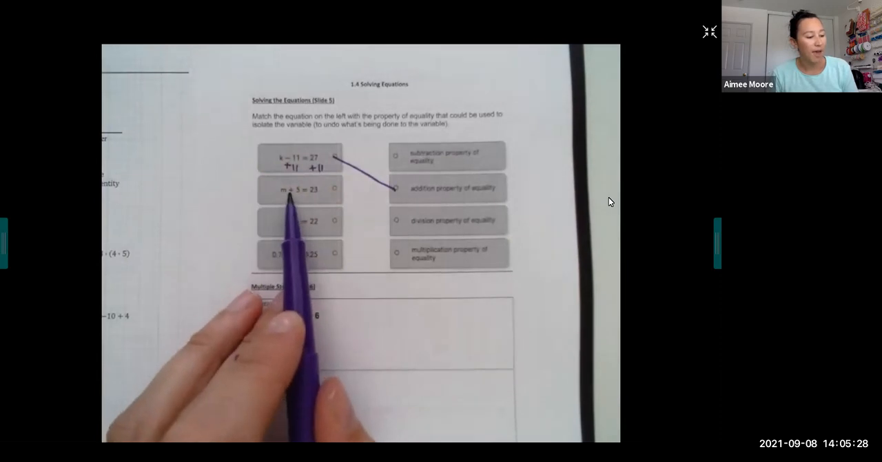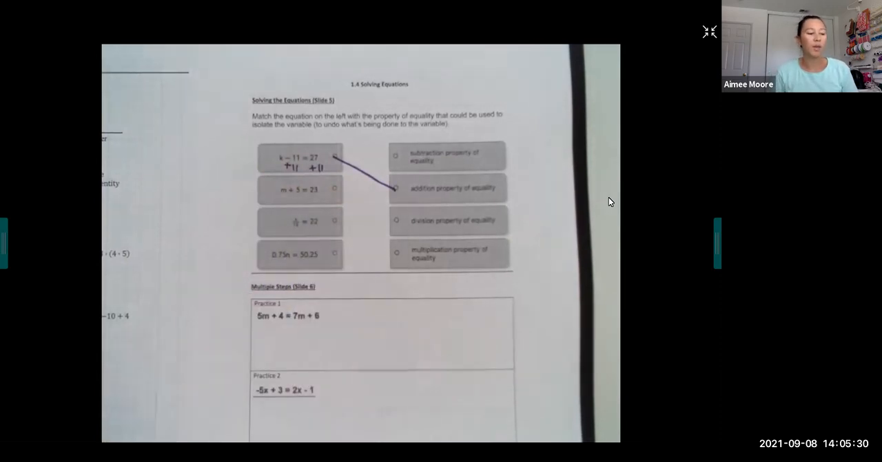And then if we have m plus 5 equals 23, what would we need to do to solve for m? And don't write this down. You don't have to write this down. It would be so much easier if you guys had your workbook.